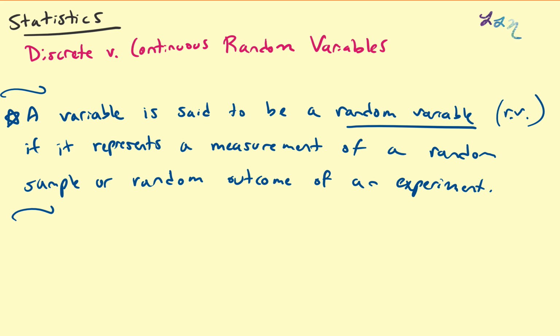Hello, and in this video we're going to talk about a random variable and two different types of random variables, namely discrete and continuous. These will be one of the most fundamental concepts for the next sequence of videos. So first off, what is a random variable?